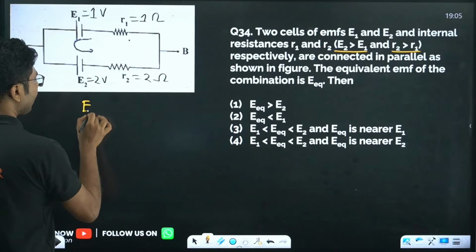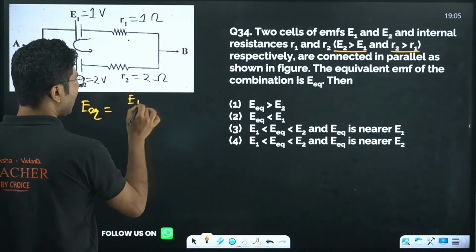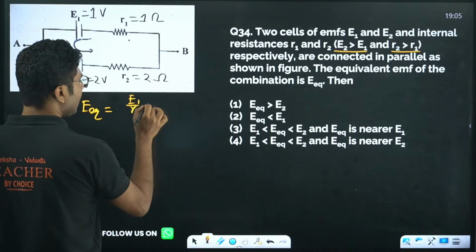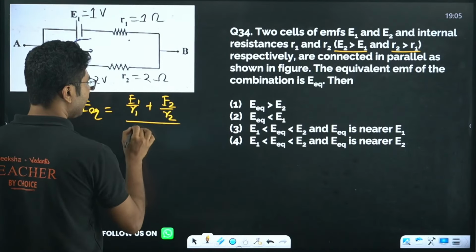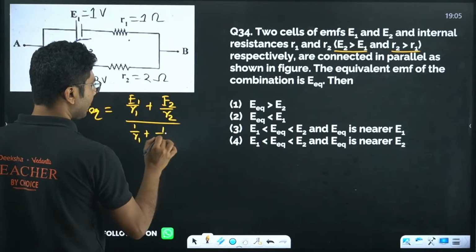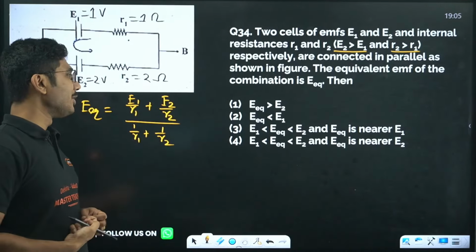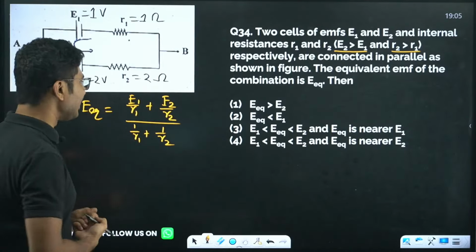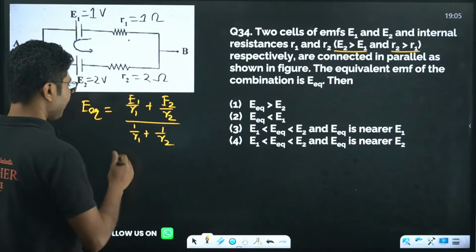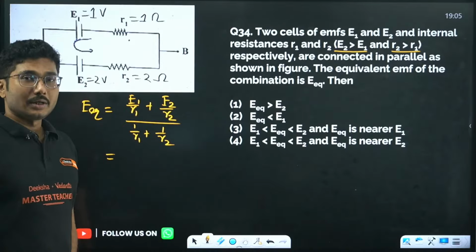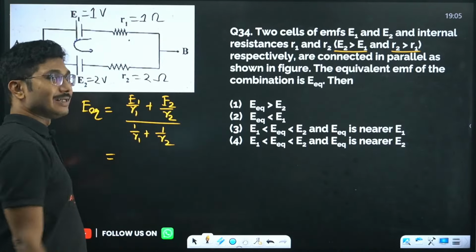So what is the equivalent EMF? How to calculate equivalent EMF? I use this formula. Tell me what formula you use. E1 by R1 plus E2 by R2 divided by 1 by R1 plus 1 by R2. There is another formula given in your textbook which is tricky to remember. This one is easier to remember, that's why I use it. Because this formula you can apply to more than 2 cells as well. If there are more than 2 cells, you have to scratch your head how to solve it otherwise, but this formula is still applicable.